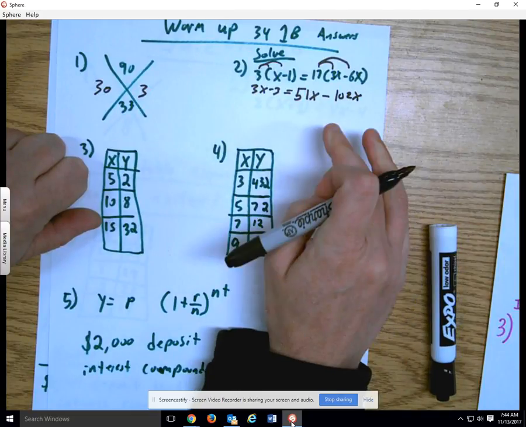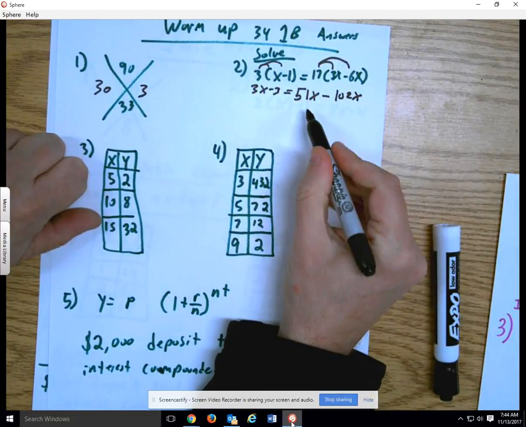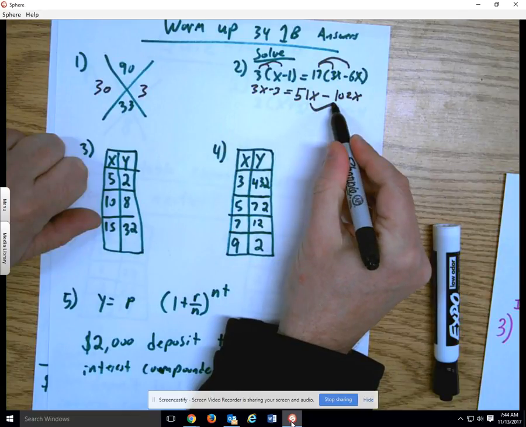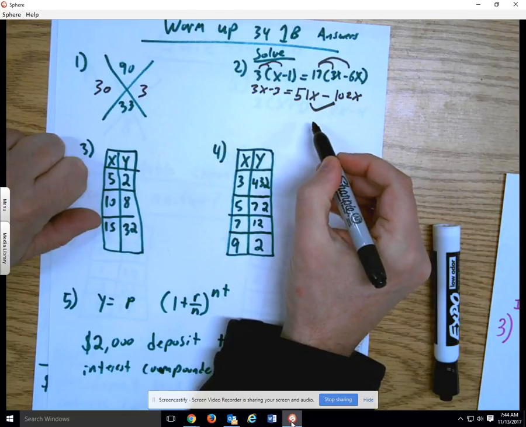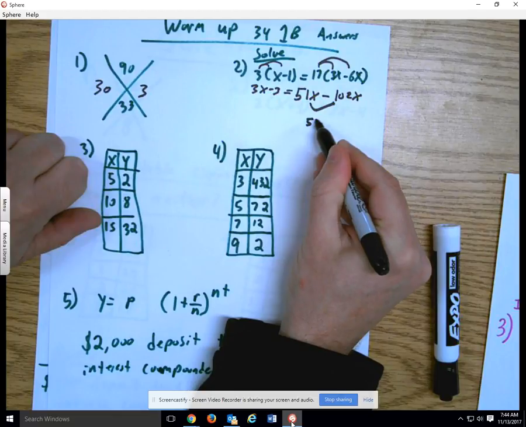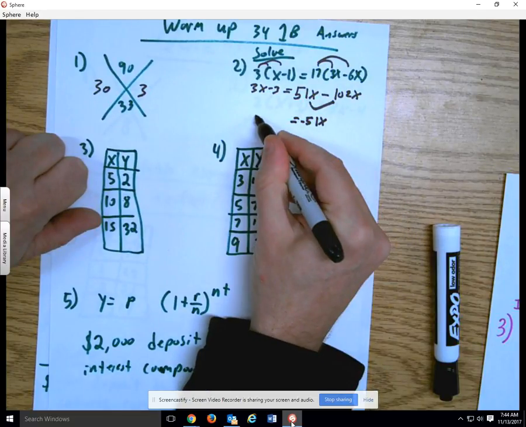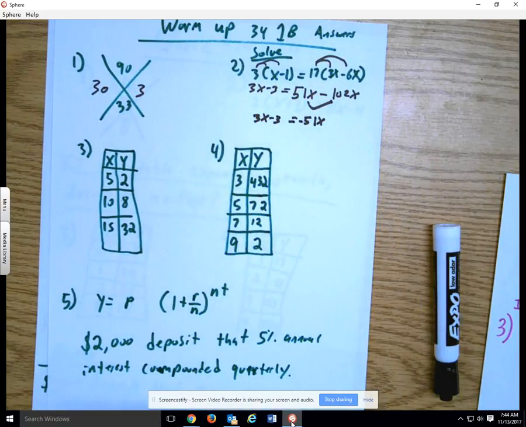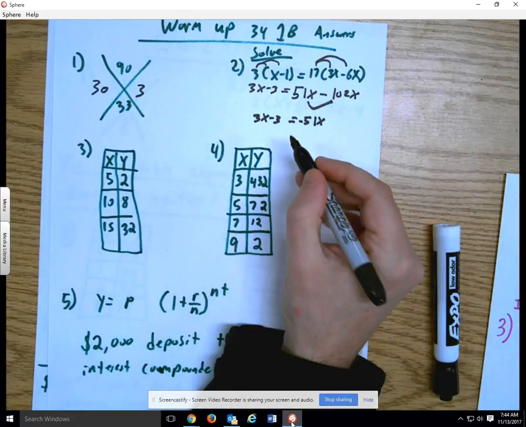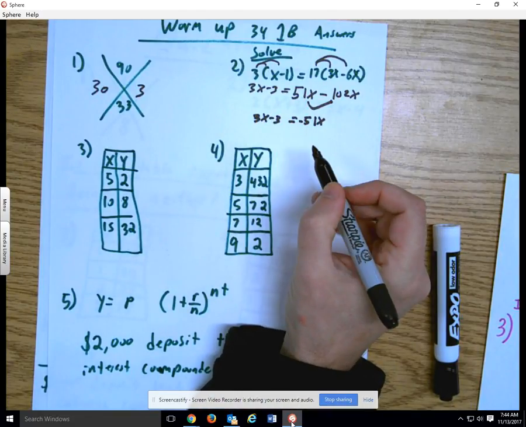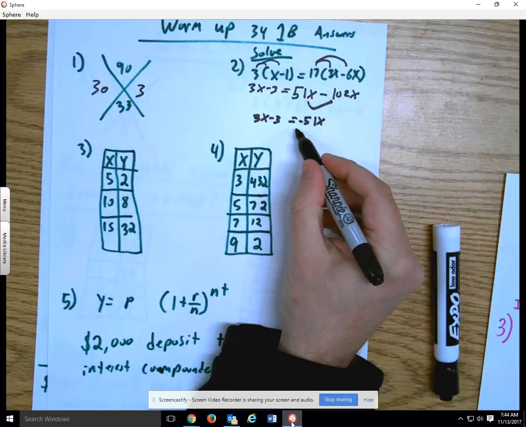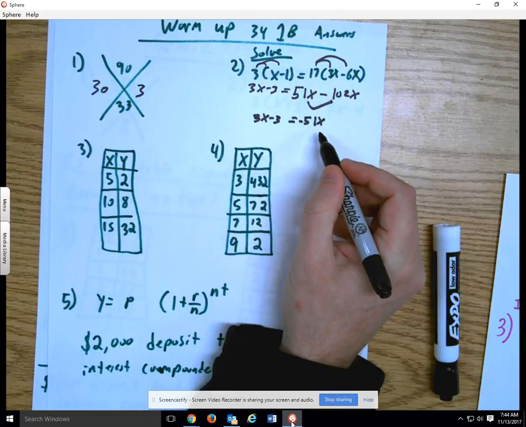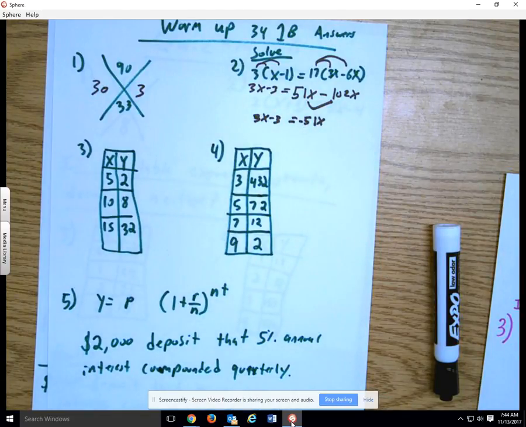Now you want to get the x's together, right? So if you have a 51x minus 102x, that would be a negative 51x. Okay. So I'm purposely not calling you guys' names, but you know whose turn it is. So what do you guys think you would do next? You have a 3x minus 3 on this side equals negative 51x. Okay, so what's the next step, though?